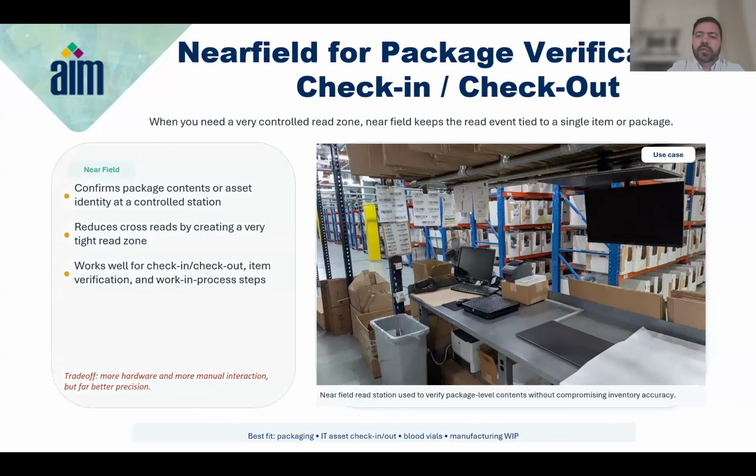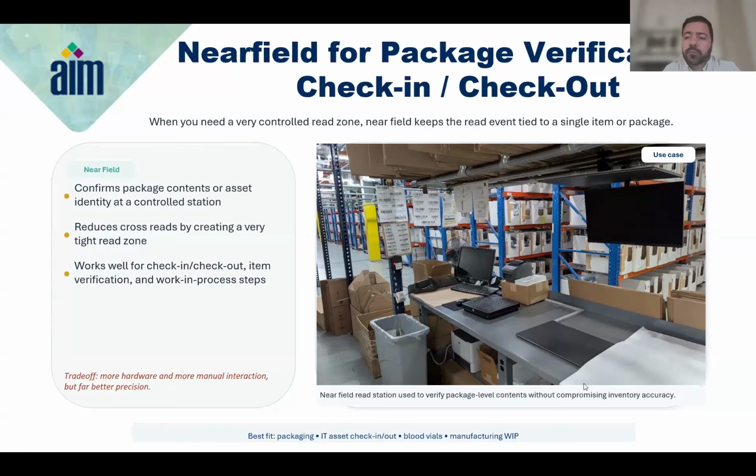So guys, this is a near field application that we used in this scenario for package verification, check in, check out. As we said, this is a really controlled read zone created using a near field antenna. It's also two antennas in conjunction with it if you look above that near field antenna. But right down here on the desk is this near field antenna. The goal was to verify what was coming in with a controlled read range in very close proximity to all that racking that you see.